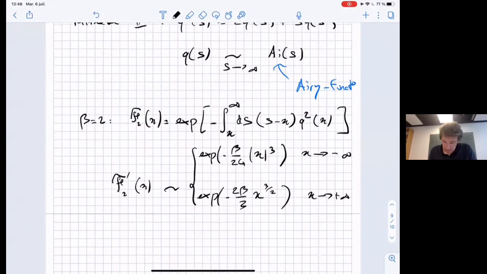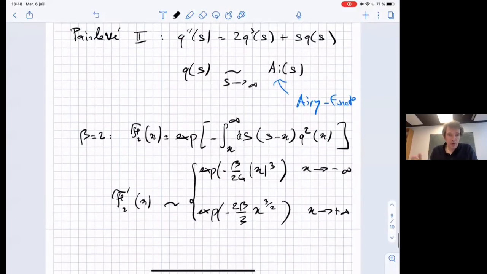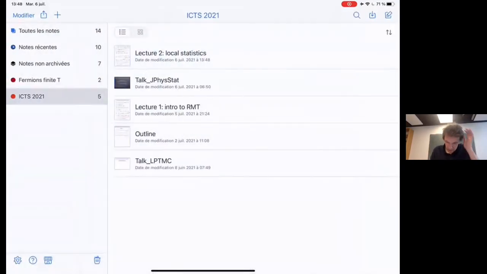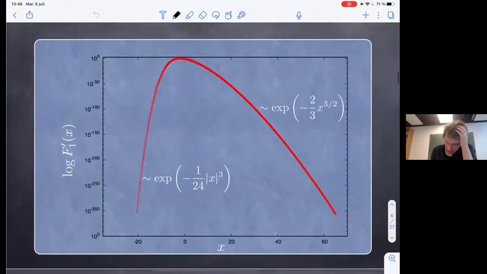So typically, you can plot this function. It has been tabulated. Maybe to finish, I can just show this. This is for beta equals 1. This is typically how it looks in a log. This is just a log here and linear there.